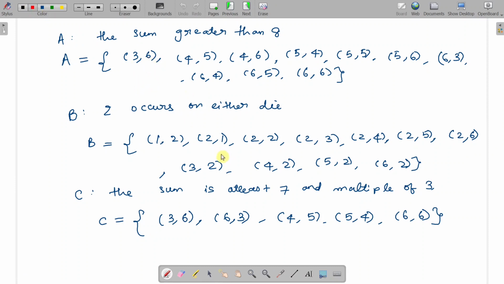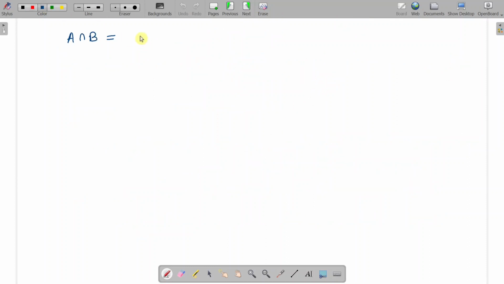3 comma 6 is not there in B, 4 comma 5 is not there in B, 4 comma 6 is not there in B, 5 comma 4 is not there in B, 5 comma 5 is not there in B, right. 5 comma 6 is not there in B, 6 comma 3 is not there, 6 comma 4 is not there, 6 comma 5 is not there, 6 comma 6 is not there. So this A intersection B is empty set. So A and B are mutually exclusive, that we will write afterwards.